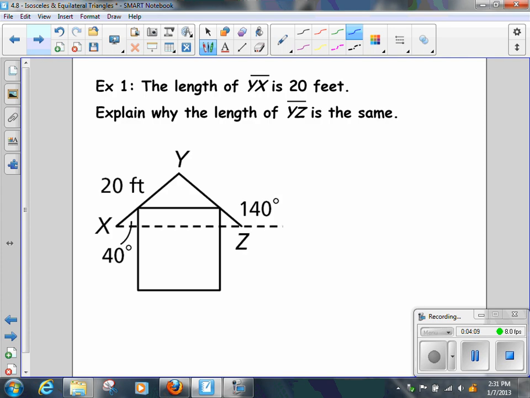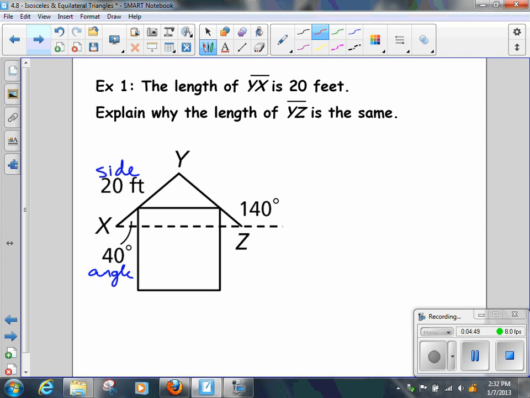Now let's look at this. Let's think about this. It says the length of segment YX is 20 feet, and it's marked. Explain why the length of YZ is the same. Nuh-uh. Nope. 20 has to do with the side. 40 has to do with an angle, so they don't have any connection at all. What do you think, Daniel? Because the 140 it already has 20.